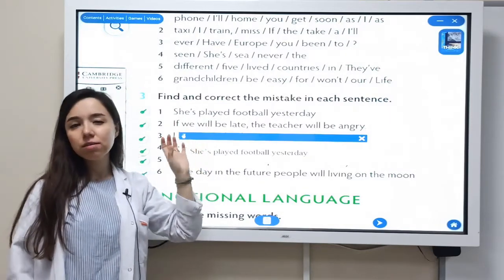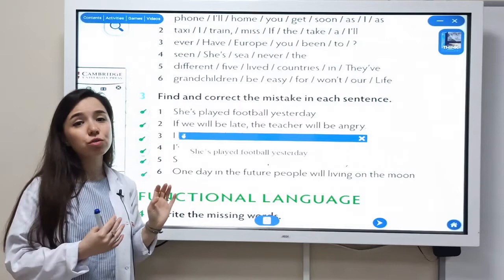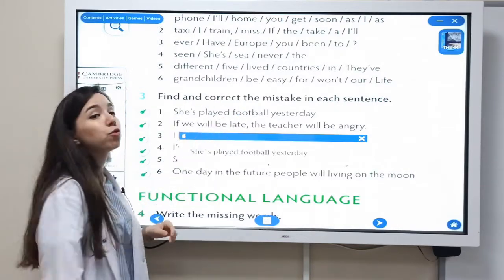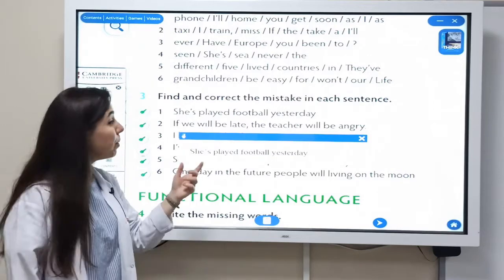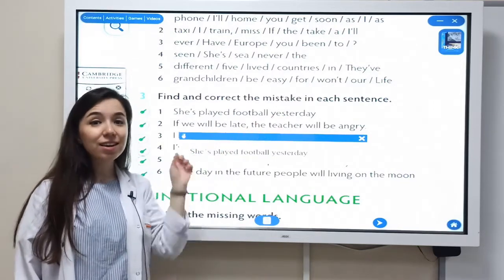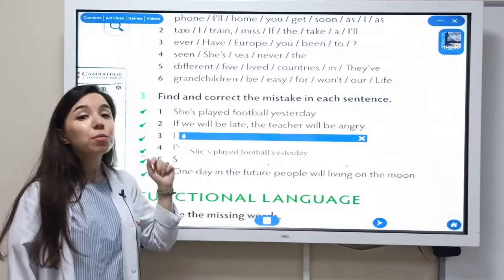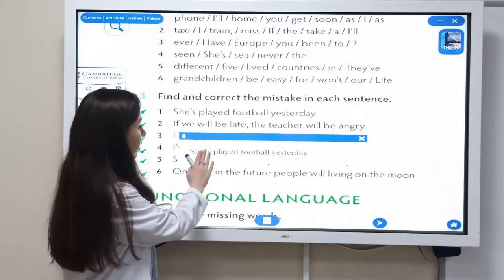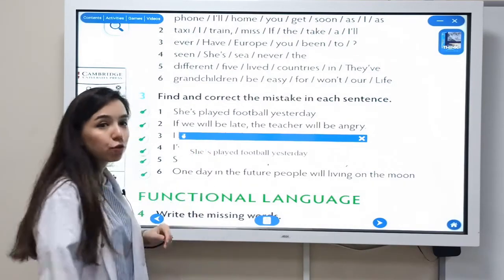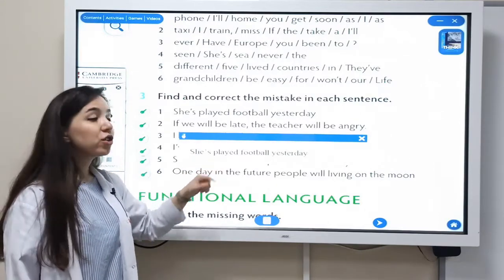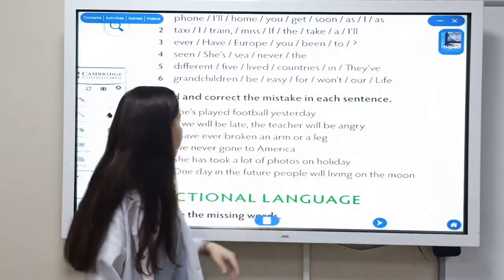Also, sometimes it happens. The book has also some problems. The correct answer is she played football yesterday. Why? Because it's mentioned yesterday here, the specific time, so it's not present perfect simple. She played. It should be like this. Look at here. She played football yesterday. Please, when you want to write the correct answer, just write she played football yesterday.